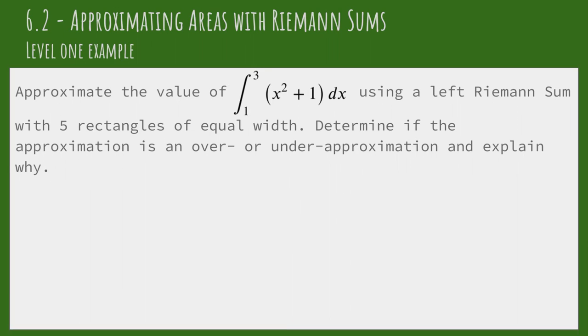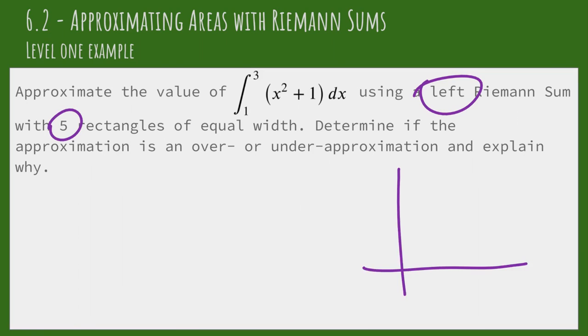Okay, moving on. I'm going to go through the rest of them quite a bit more quickly, but we're going to kind of mix things up. So instead of RRAM, now we're using left endpoints, and we're going to use 5 rectangles. So I'm going to do a quick sketch here. I think a sketch is usually helpful. We're going from 1 to 3.